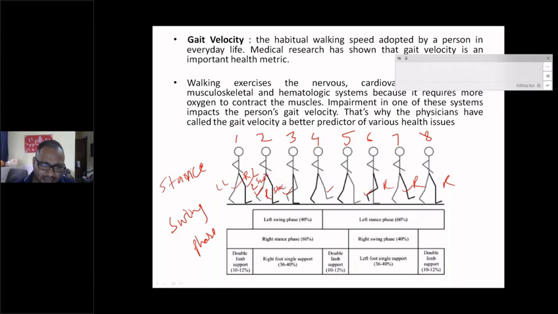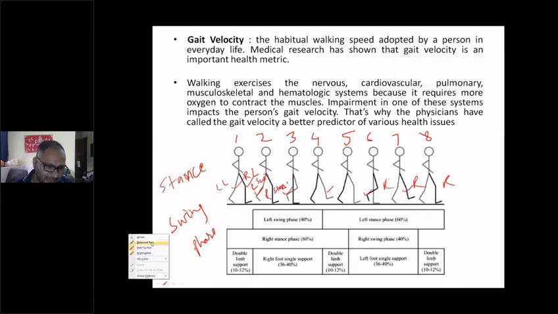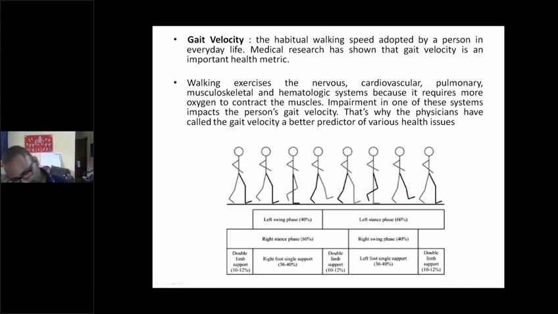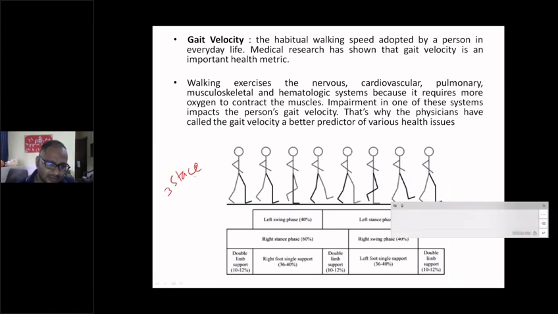That means stance, S-T-A-N-C-E, stance phase. So I hope that this is clear. It is biphasic. That means it is divided into 2 phases: swing phase as well as stance phase. In one gait cycle, we perform 3 stances. One is left stance. Second is left plus right stance, where both feet come into the stance phase. And then the third time it is right stance.